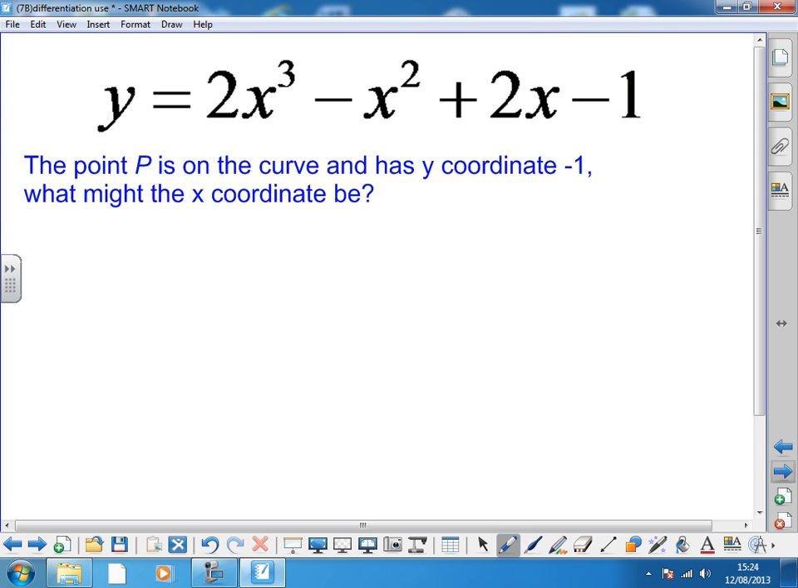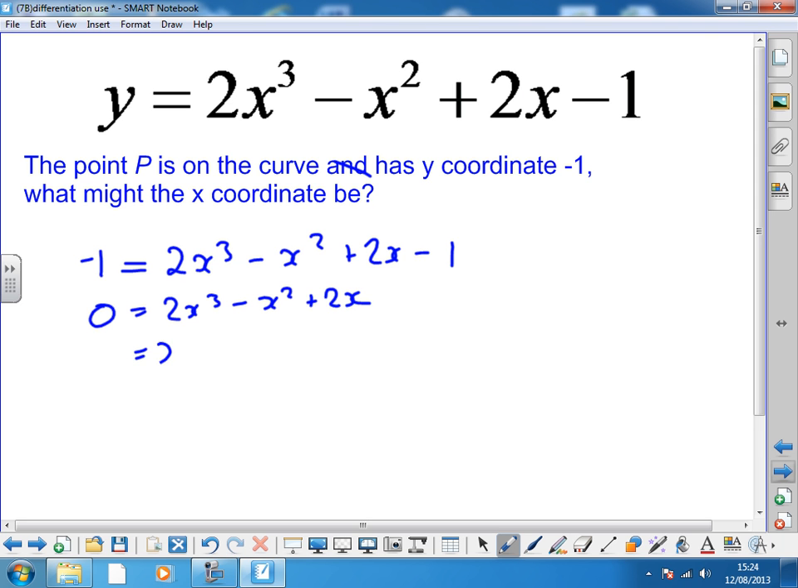The point P on the curve has a y coordinate of minus 1. What might the x coordinate be? Okay, so we know that this equation, y equals 2x cubed and so on, has a y coordinate of minus 1. So you can substitute in y is minus 1. I can take the minus 1 off each end, so that's 2x cubed minus x squared plus 2x equals 0.